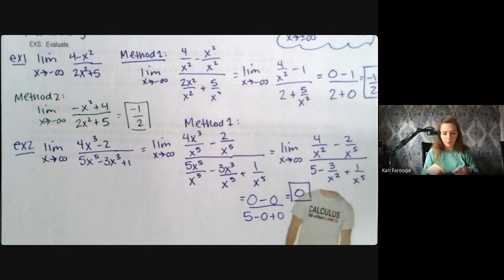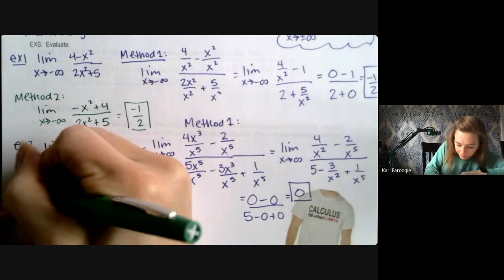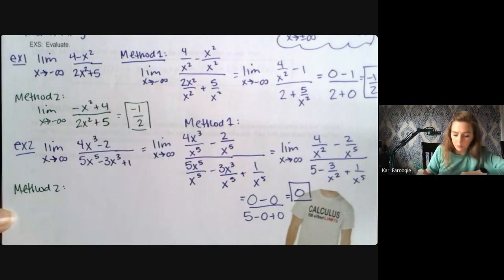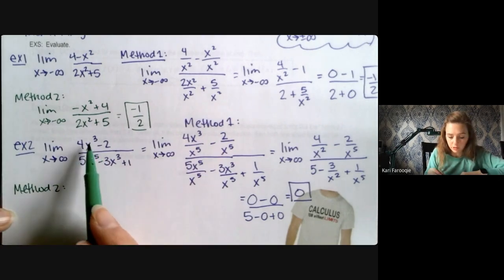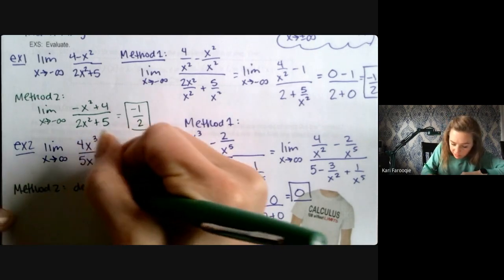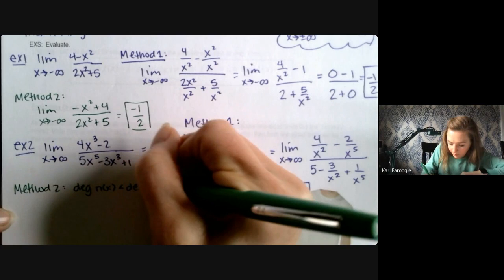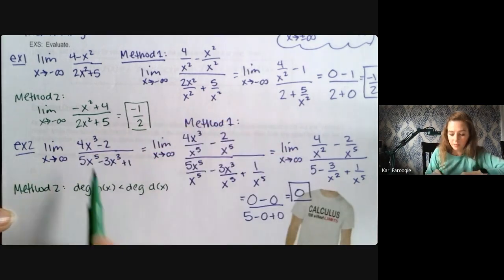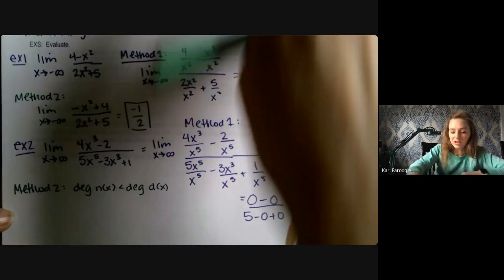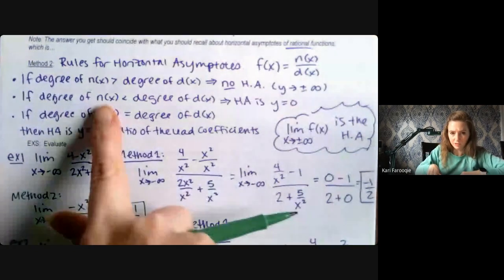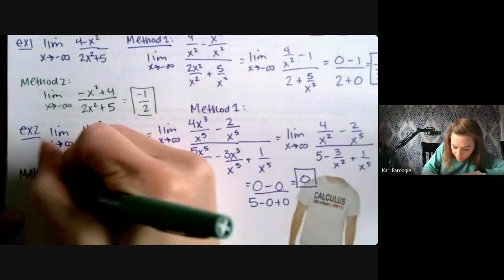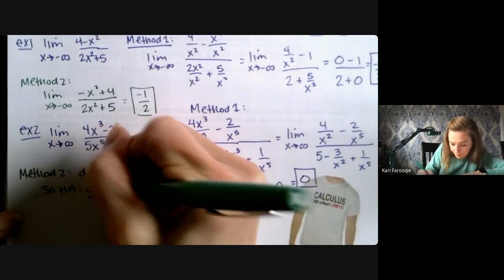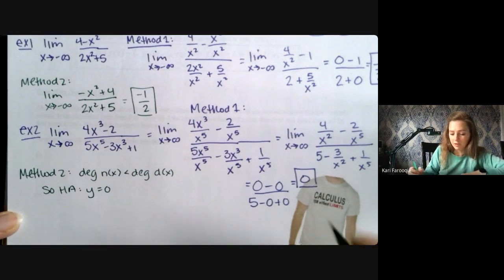Method 2 would be to look at the degrees in the numerator and denominator. In this case, you would note that the degree in the numerator is less than the degree in the denominator. 3 is less than 5. And then you'd have to remember which case that is. You'd go back and say, all right, the degree in the numerator is less than the degree in the denominator, so the horizontal asymptote is y equals 0. And thus the limit is also 0.